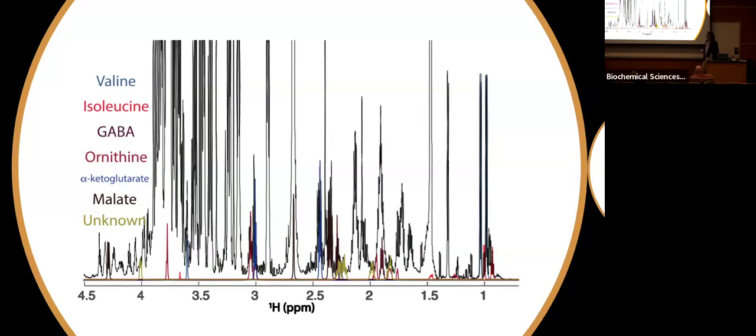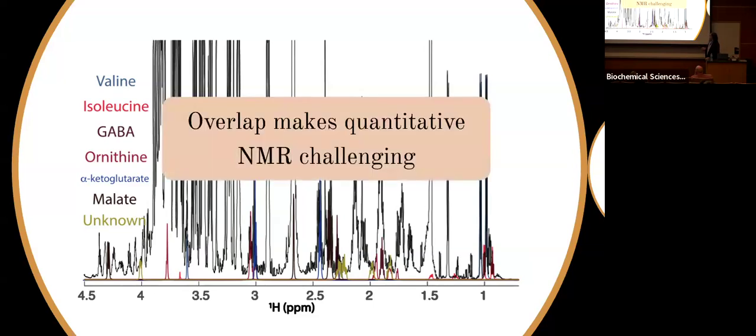There are different ways that people have proposed to do that. And without being too bold, I think that we figured out the way, at least that I'm most comfortable doing it, that I'm going to tell you about next. So overlap makes quantitative NMR extremely challenging in metabolomics.